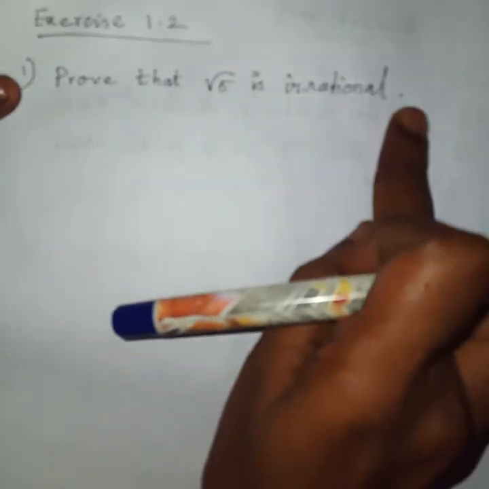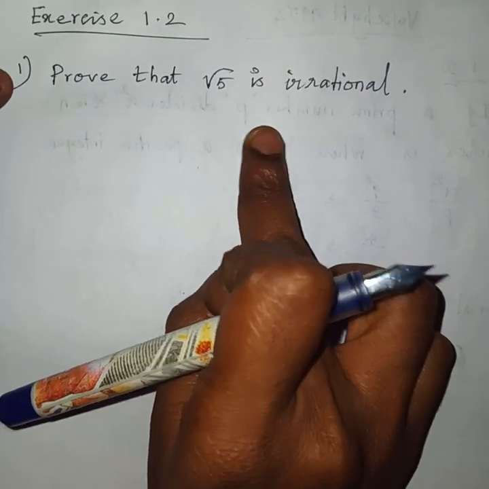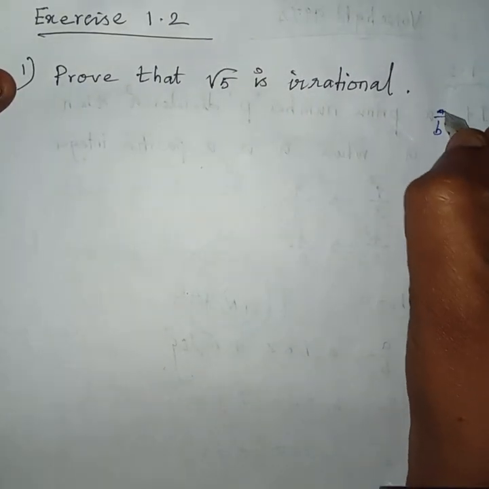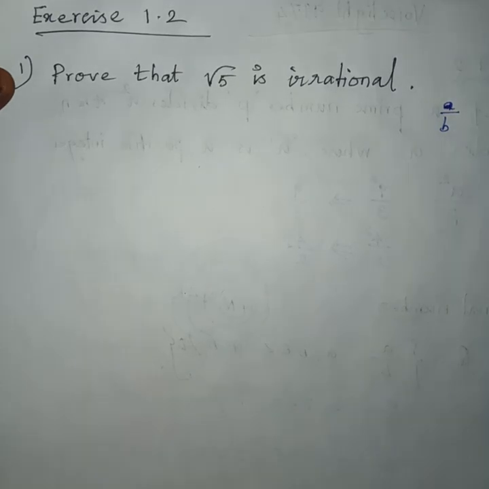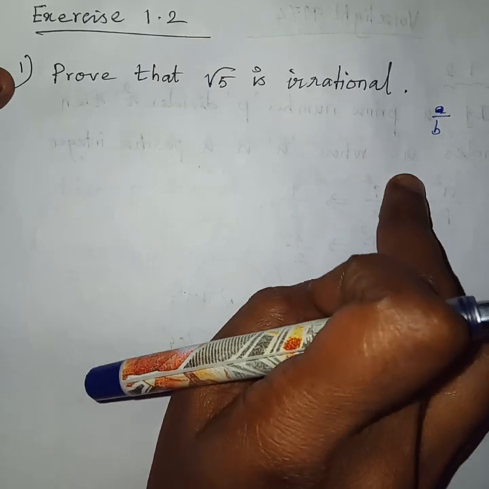First of all, we must know the definition. We already know that. What do you mean by an irrational number? The number which cannot be written in the form a by b is called an irrational number. If it is written in the form a by b, then it is a rational number.